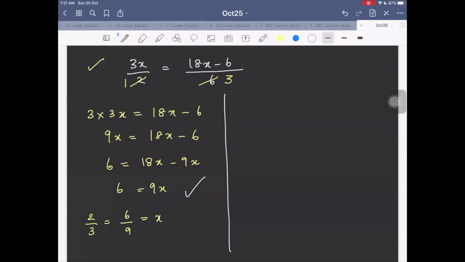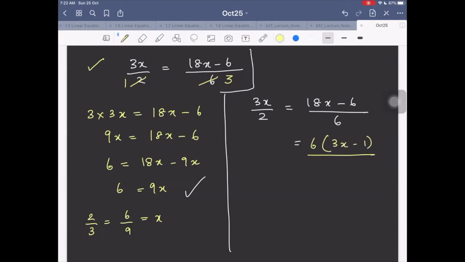Okay. So the other approach, listen to me carefully. We have 3x by 2 is equal to 18x minus 6 by 6. Observe that in the numerator, you can take 6 as a common factor. Do you see that? Yes or no? So this is essentially 6. If you take 6 out, it will be 3x minus 1 divided by 6. Cool. Now the 6 goes away.